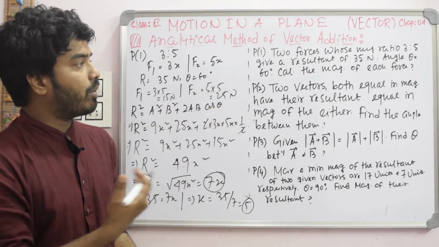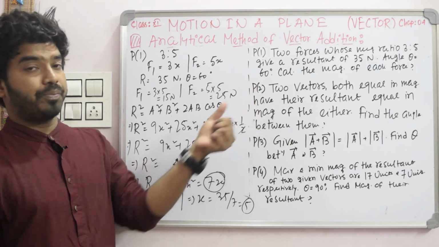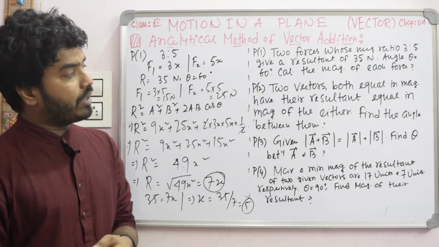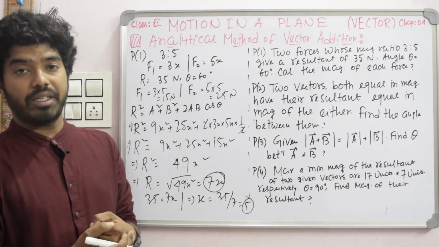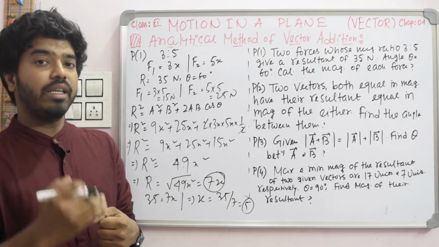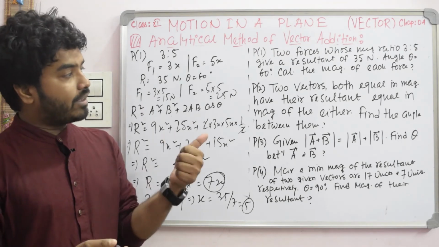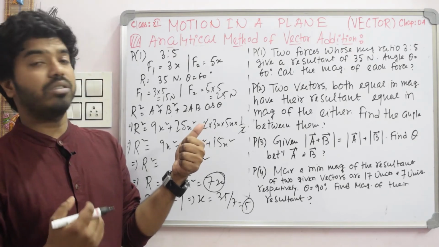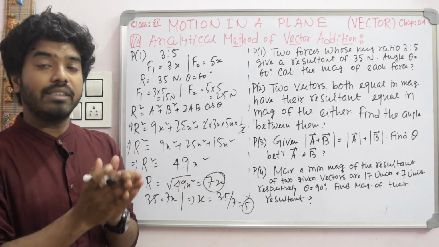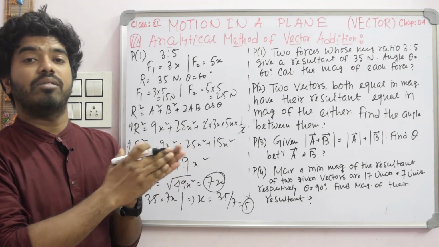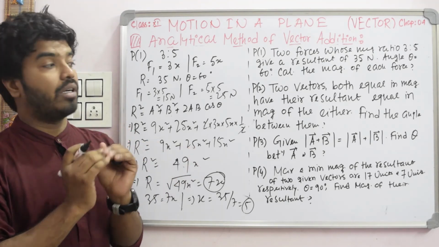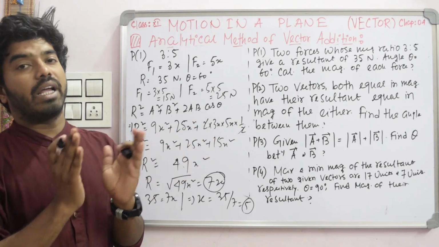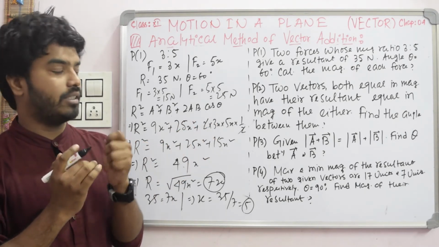Okay, so this is our problem number 1. Now check problem number 2. Write it and read the second problem. Problem number 2: given two vectors both equal in magnitude, and their resultant is also equal in magnitude to either of them. That means the resultant and the individual vectors are all of the same magnitude. Now you have to find the angle between the two vectors. Write it down.